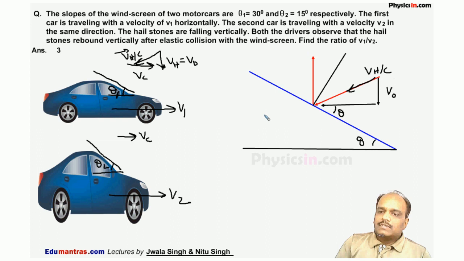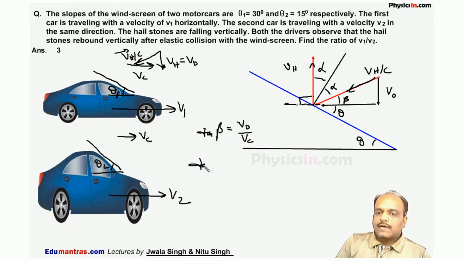And the person inside the car observed that the hailstone rebounds vertically. This is the velocity of the hailstone. If this angle is alpha, this angle is also alpha. And we know this direction is vertical, so this angle is 90 degree. Let this angle be beta. So we can say tan beta is equal to v0 by vc. In the first case, tan beta 1 is equal to v0 by vc1. vc1 means v1. Similarly tan beta 2 is v0 by v2.